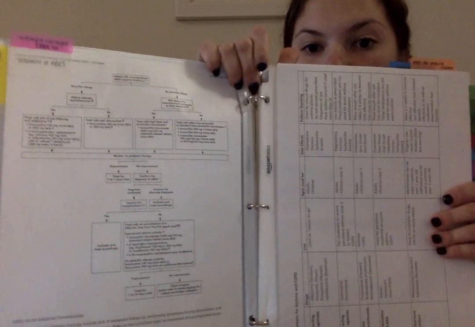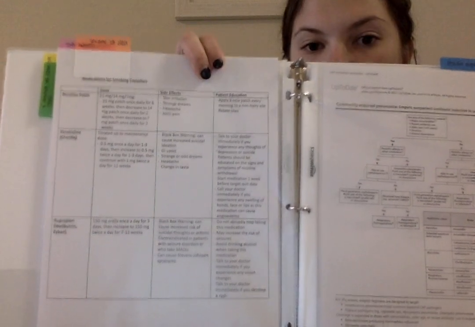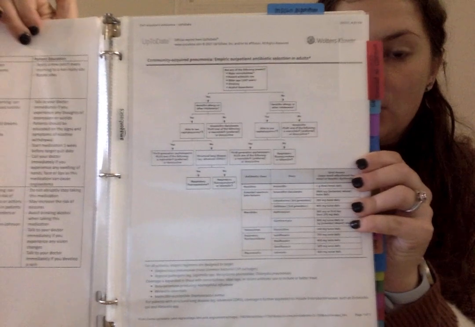And then next, I put an algorithm from UpToDate on the treatment of acute bacterial rhinosinusitis. Then I made another table of medications for asthma and COPD, and what ages they can be used for, teaching, and side effects. And then the next one I have is another table for medications for smoking cessation. And then there is another algorithm for treating pneumonia and what antibiotics to use.